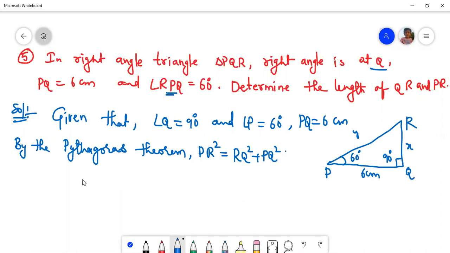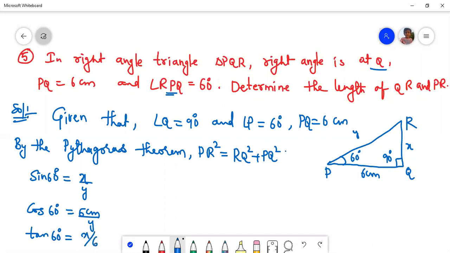From this, we can write sin 60 degrees is equal to opposite by hypotenuse. Cos 60 degrees is equal to adjacent by hypotenuse. Tan 60 degrees equal to opposite by adjacent. So here we know the value of sin 60 is root 3 by 2. Here cos 60 is 1 by 2. Tan 60 is root 3.